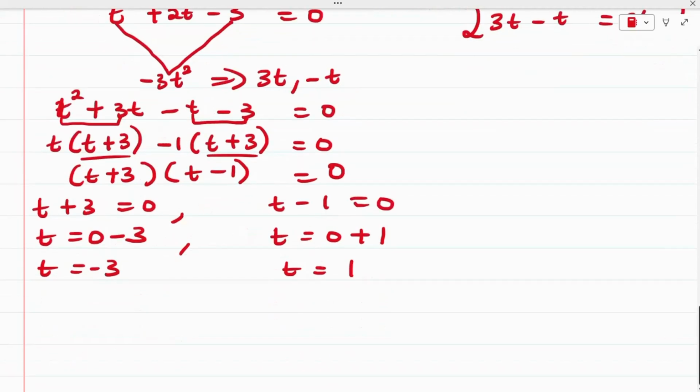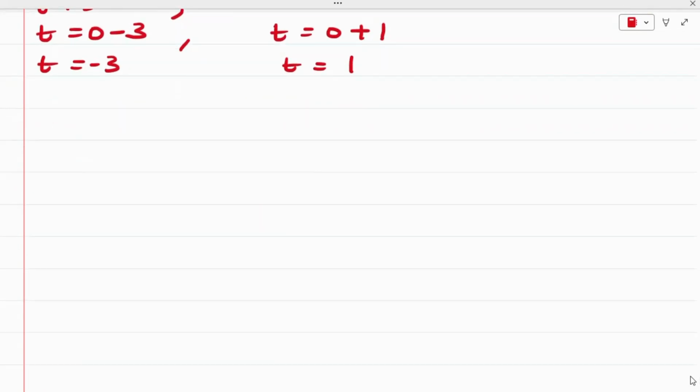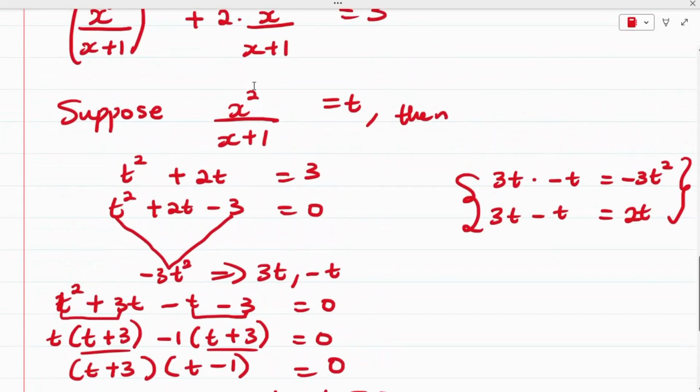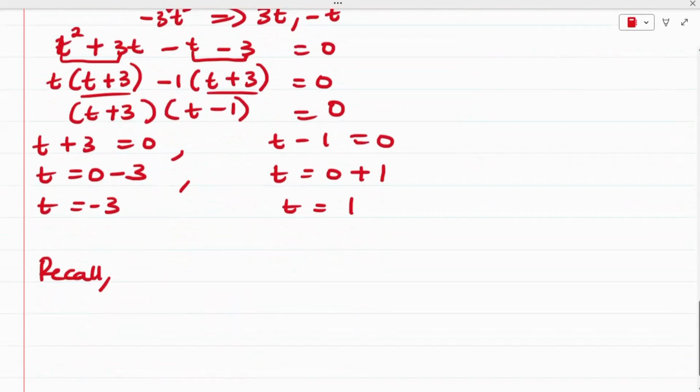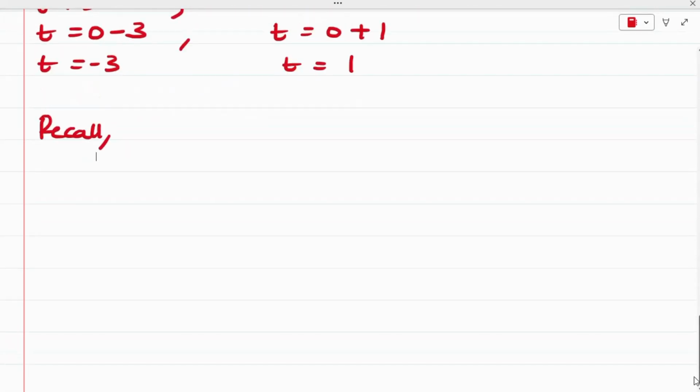Alright, so we have two values of t right here. We have that t is equal to -3 and t is equal to 1. Now I want to simply recall at the beginning part we said suppose that x squared divided by x plus 1 is equal to t. So we recall that x squared divided by x plus 1 is equal to t. Hence we want to solve for t equals -3 and t equals 1.